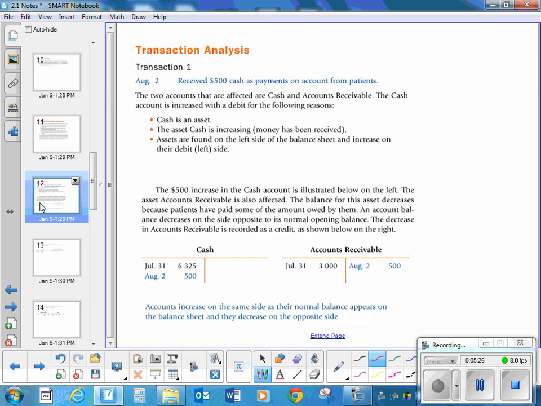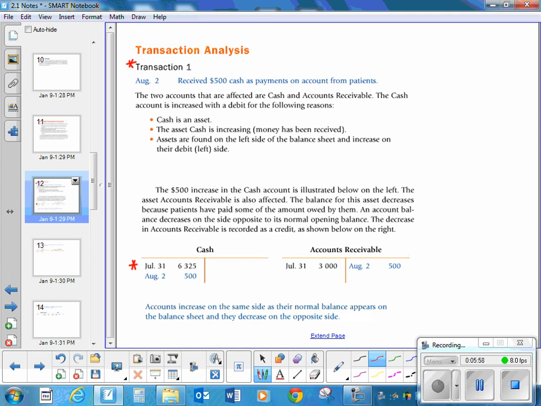So we're taking our cash. I should actually read transaction 1 here for you first. So here's an example. Received cash as payments on account from patients. Now we know that the 2 accounts that this deals with are our cash and our accounts receivable. Our cash is increasing. So the rule with T accounts is that if you are increasing an account, the money has to go on the same side as the normal balance. If you're decreasing it, it has to go on the opposite side.